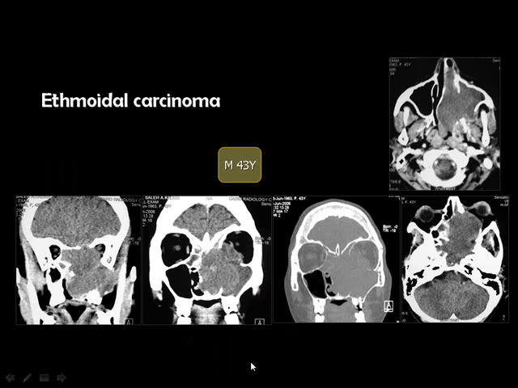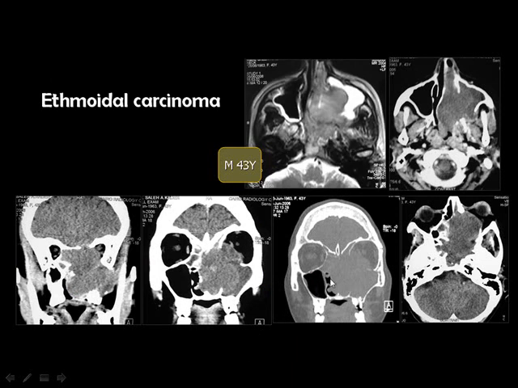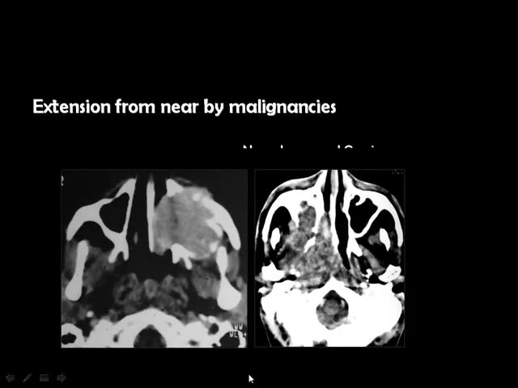And this is a case of ethmoidal carcinoma affecting the ethmoids, extending into the nasal fossa and eroding the orbit, extending inside the orbit, and also inside the maxillary sinus. This MR image is used to discriminate the tumor from the retained secretions due to obstruction of the maxillary sinus. Here the difference is too little, but in MRI you can see the difference between the tumor mass and the retained secretions.